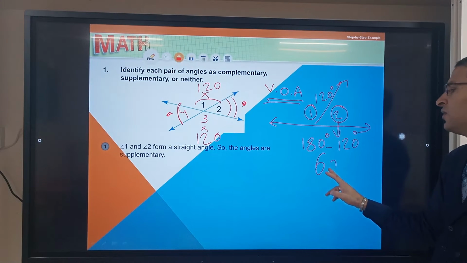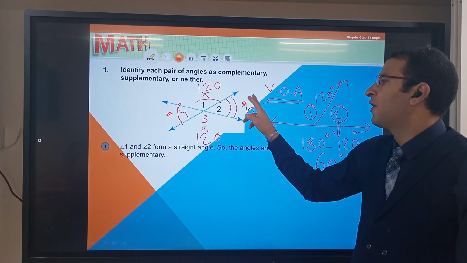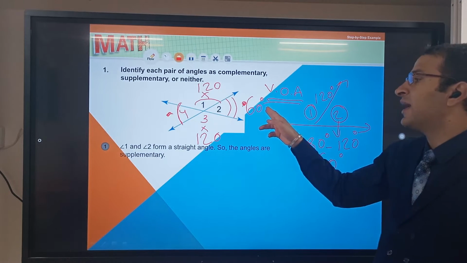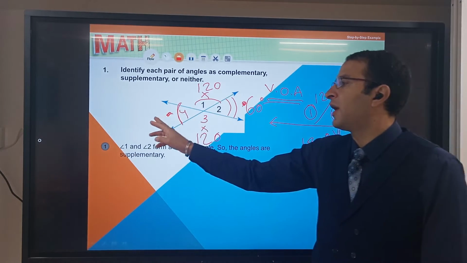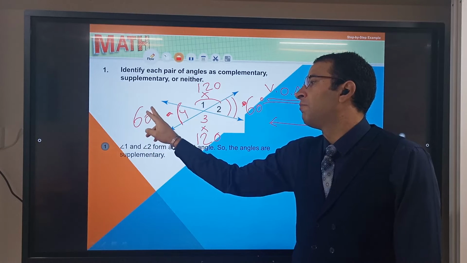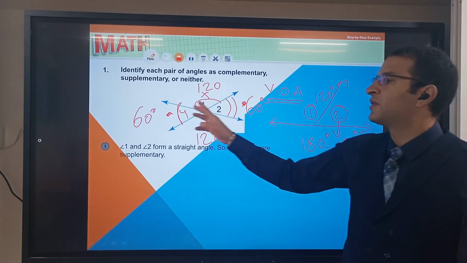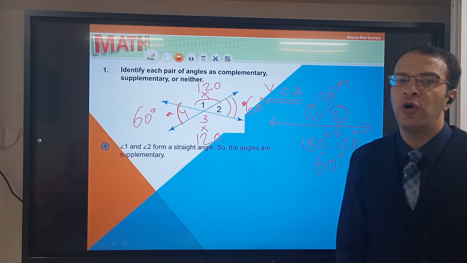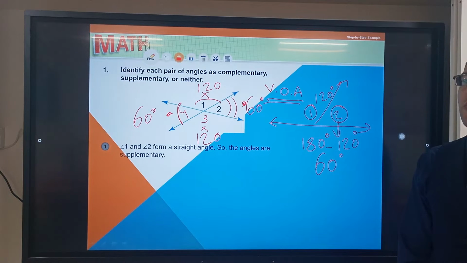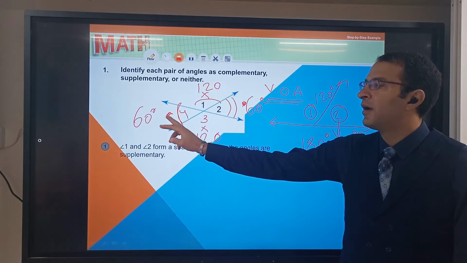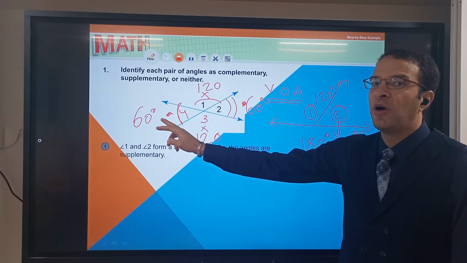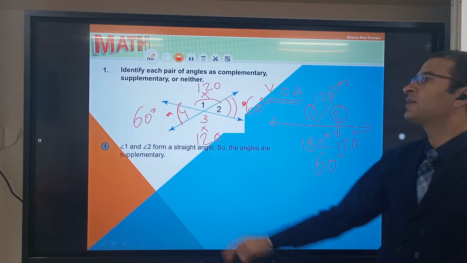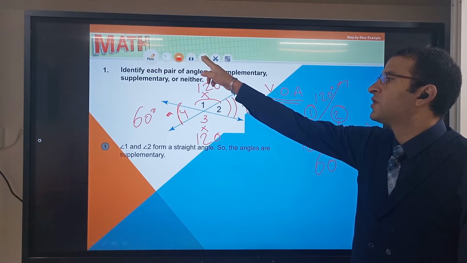It gives me 60. So the measure of this angle is equal to 60 degrees. Don't forget the degree. If this angle is 60 degrees, what is the measure of the other angle? It will be 60 degrees by vertically opposite angles. Vertically opposite angles are equal in measure. Again, the measure of angle 2 equals the measure of angle 4. Both of them are equal in measure, so they are congruent because they have the same measure, 60, by vertically opposite angles. And angles 1 and 3 are equal for the same reason.